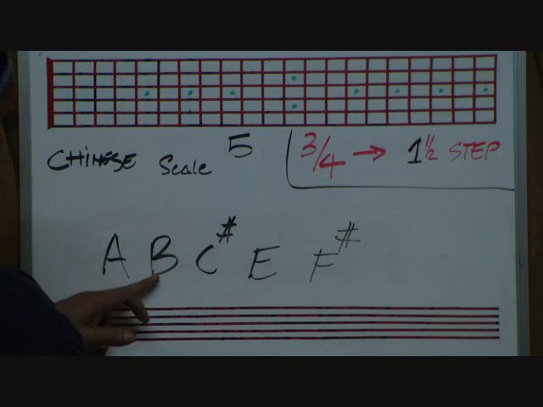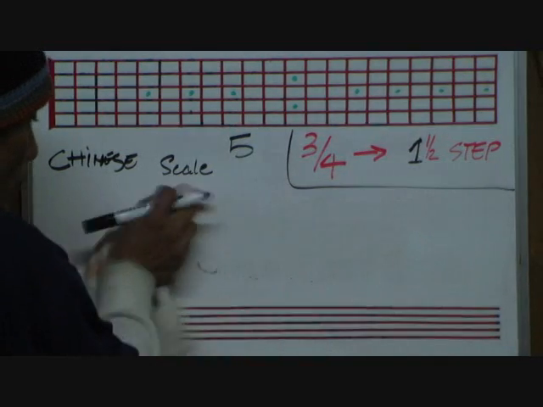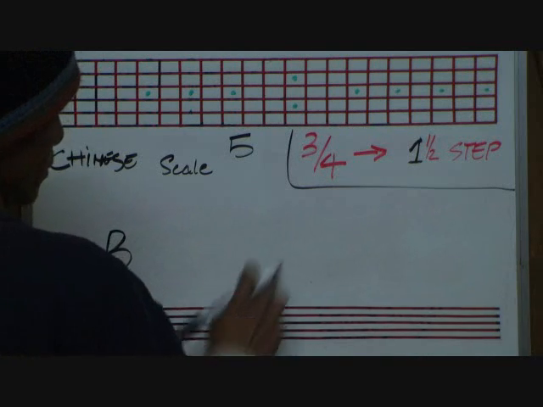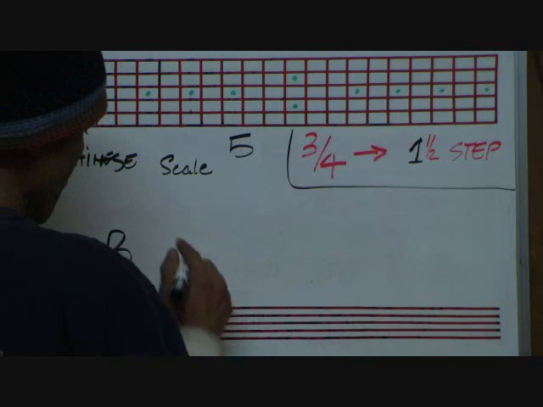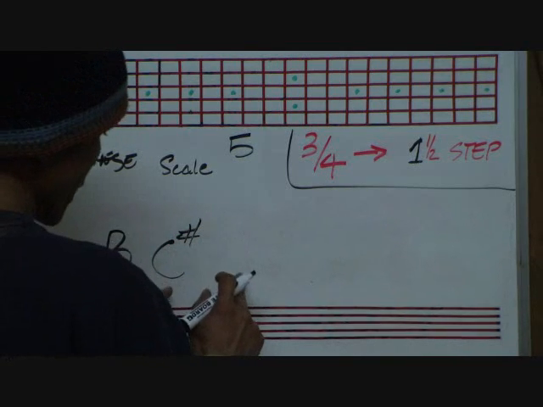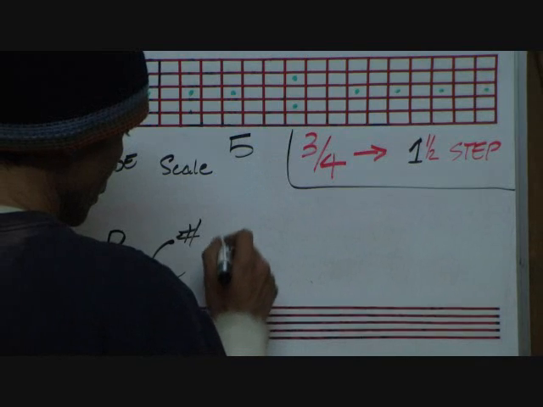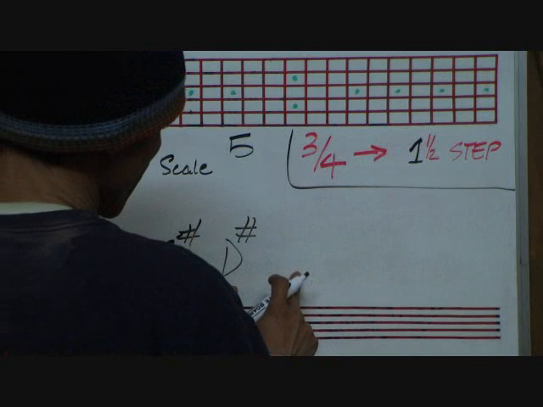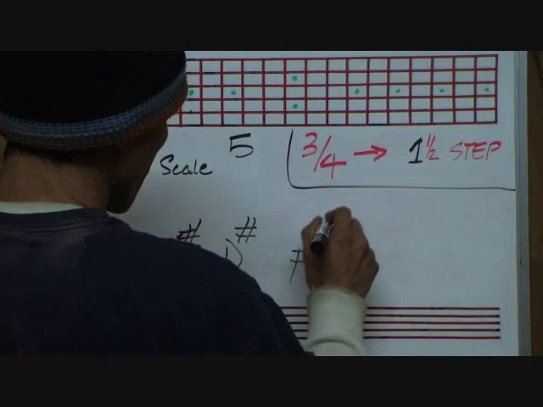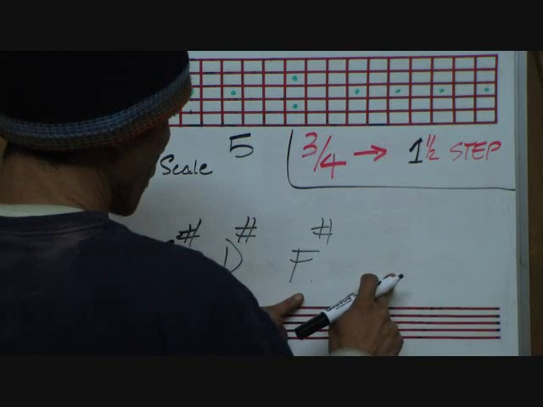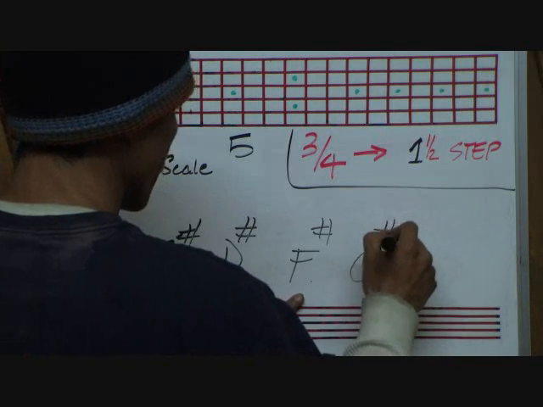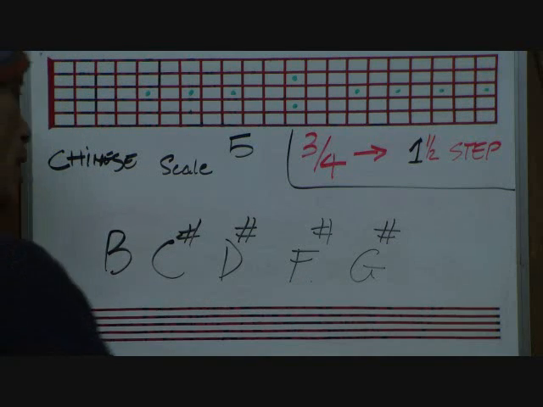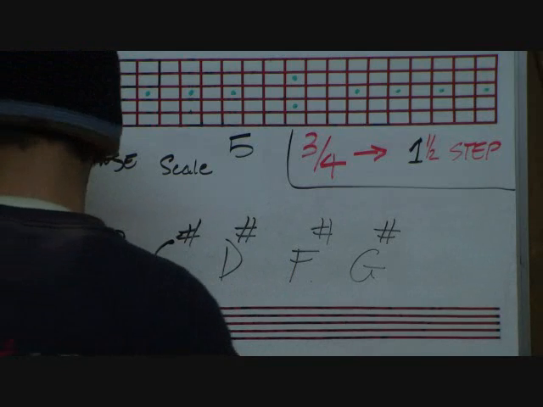Let's move to the key of B Chinese scale. Right now B is the first. The formula says first to second is a whole step, so it's a C sharp. Second to third, the formula says a whole step, so it's a D sharp. Third to fourth, the formula says a whole and a half, so it's F sharp. Fourth to fifth is a whole step, the formula says that, so it's a G sharp. Then you have the B Chinese scale: 4 sharps, F sharp, C sharp, G sharp, and D sharp.